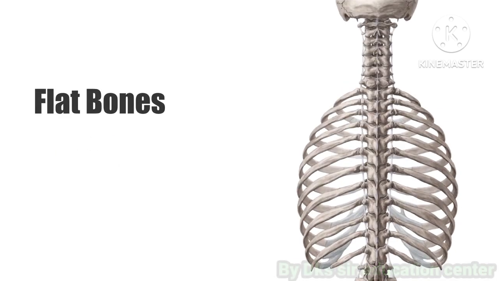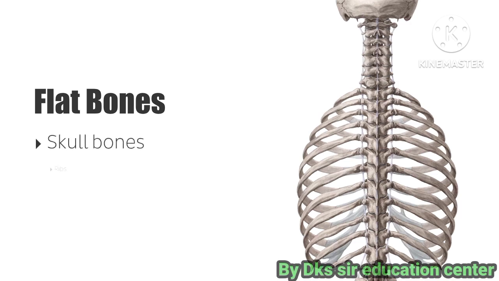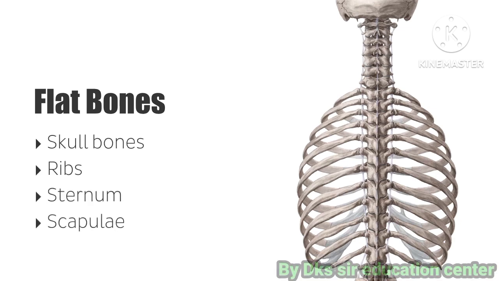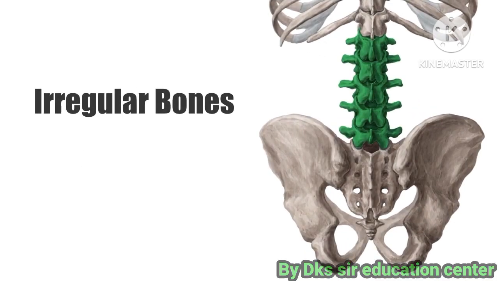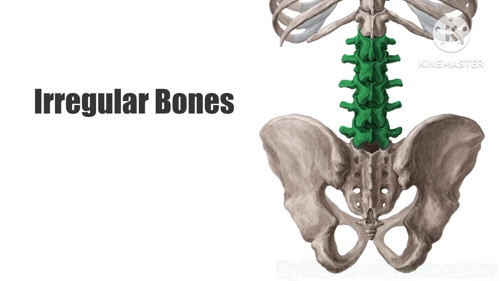In flat bones, 2 layers of compact bone cover both spongy bone and bone marrow space. They grow by replacing connective tissue, and fibrocartilage covers their articular surfaces. This group is compiled of the skull bones, ribs, sternum, and the scapulae.